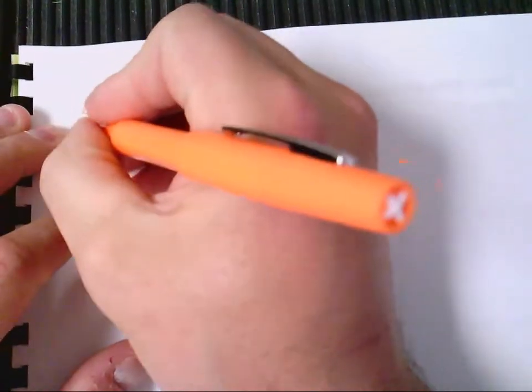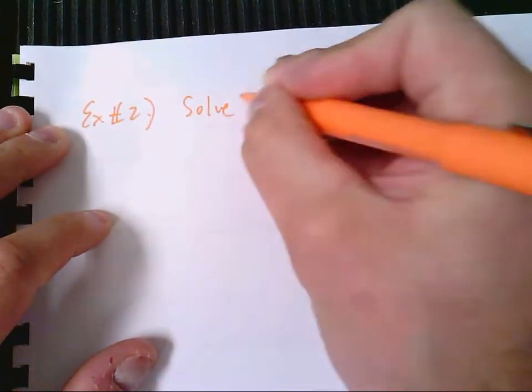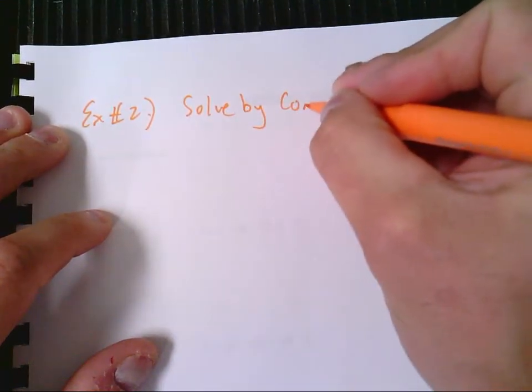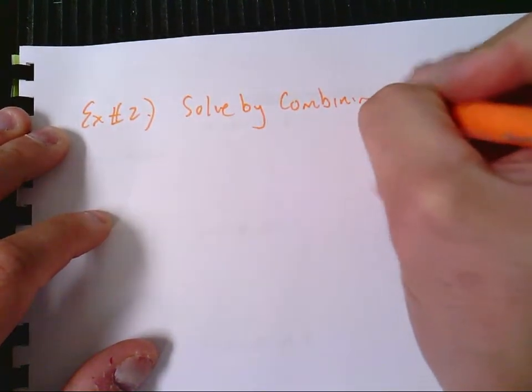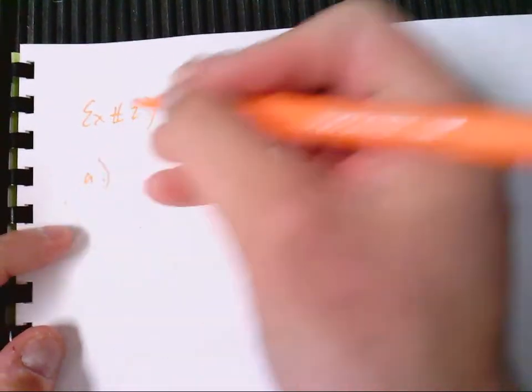All right. So we are back with example number 2. We've done a couple of examples of just distributing, so let's do a couple of quick examples of just combining. Example number 2: solve by combining. And we'll start with letter A.